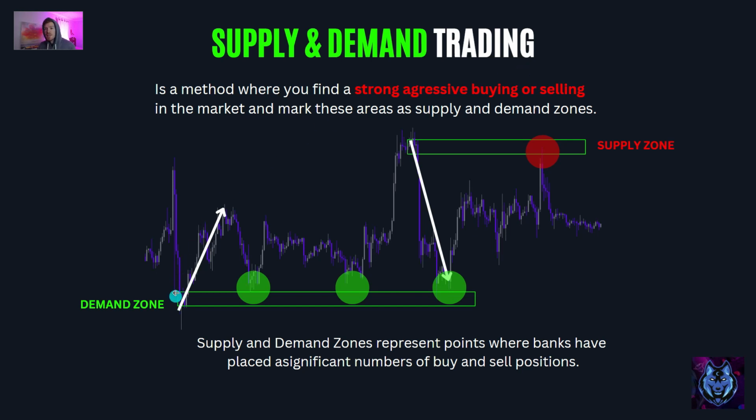So for instance, you see this massive move here in the market. It leaves behind this demand zone. This is where the banks want to break their orders into smaller amounts. See, price goes up, comes back down to this demand zone, and there it goes up again, comes back down to this demand zone, and massive jump up again, comes back down to this demand zone, and up again. And at the same time, it did it here: massive momentum drop, created a supply zone, price comes back to mitigate the zone, and boom, taps into the supply zone. Supply and demand zones represent points where banks have placed significant numbers of buy and sell positions.